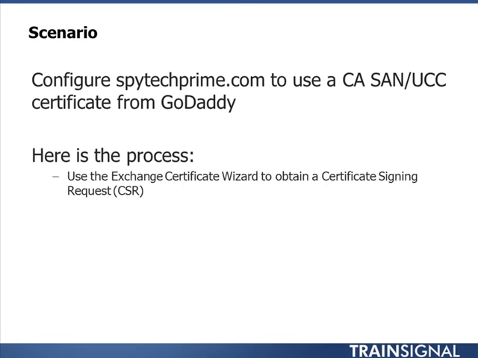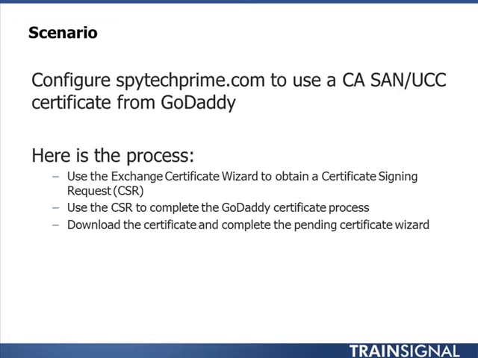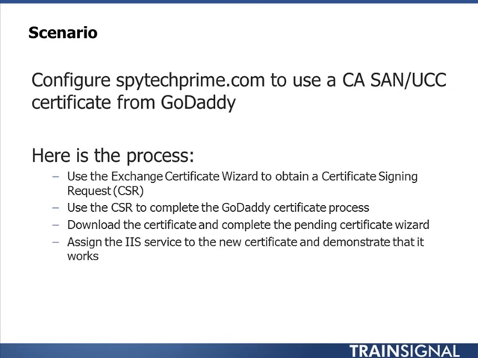We're going to use the Exchange Certificate Wizard to obtain a certificate signing request, a CSR. We're going to use that CSR to complete the GoDaddy certificate process. Then we're going to download the certificate from GoDaddy and complete the pending certificate wizard. Then we'll assign the IIS service to the new certificate and demonstrate that it works.